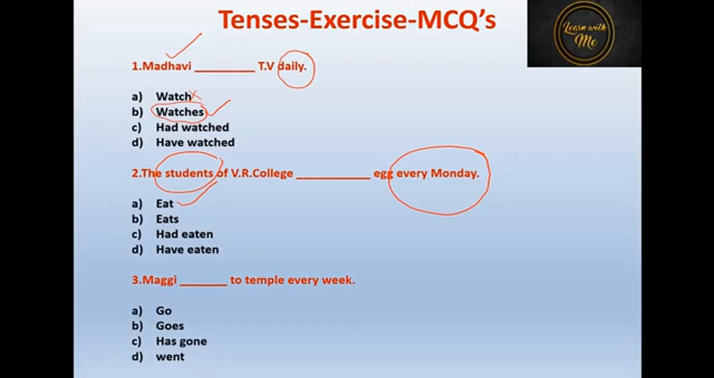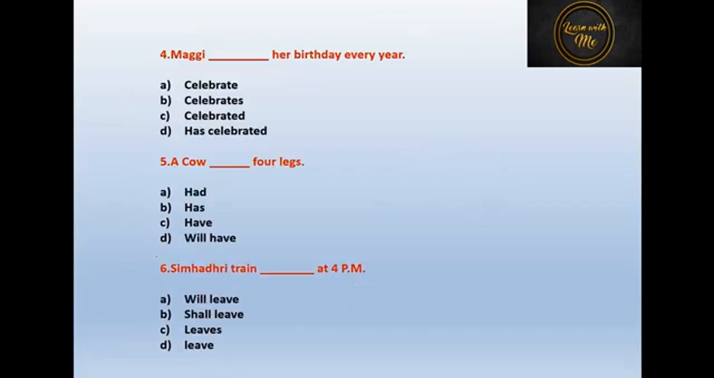Now see the third question, Maggie blank to temple every week. Every week. Please identify the clue that is given by the examiner in the competitive examination. Maggie blank to temple every week goes. Option B is correct. And the subject is third person singular.